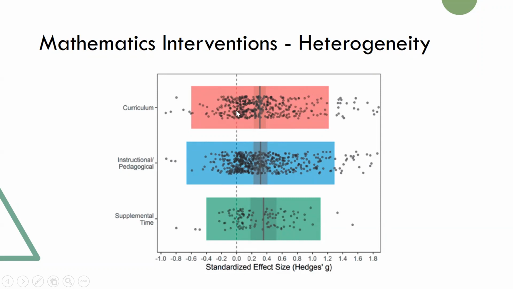So if there's an effect size or a dot on that line, that means that the new curriculum was no different from the old curriculum, okay? Everything to the left of that dotted line means that the old curriculum was better than the new curriculum. Everything to the right of that line means that there was a positive impact of the new curriculum. The students in the new curriculum outperformed the students in the control group.